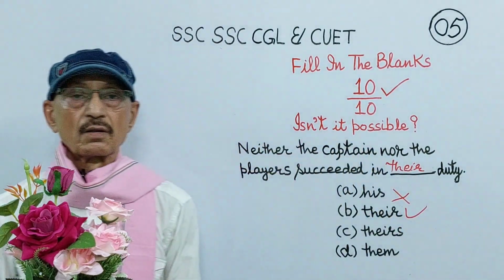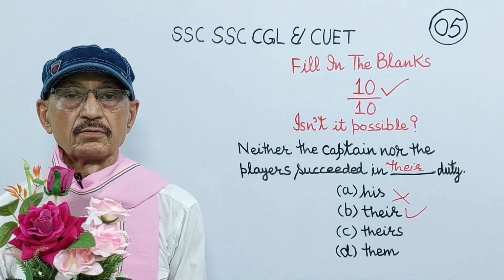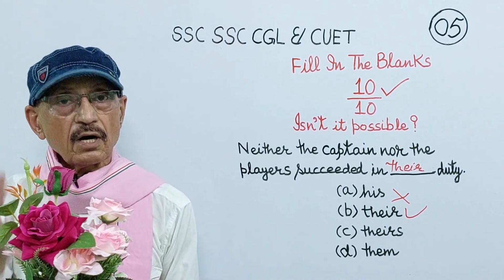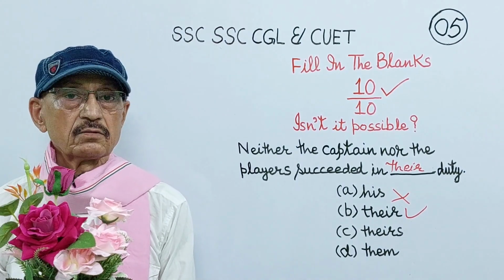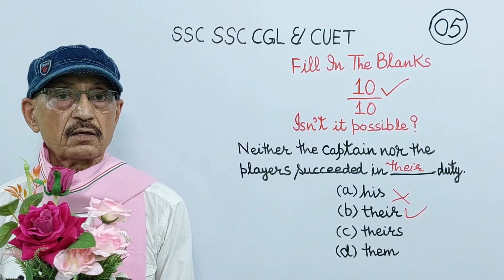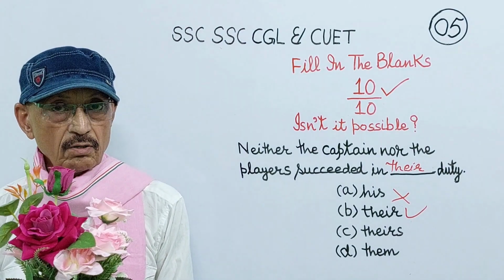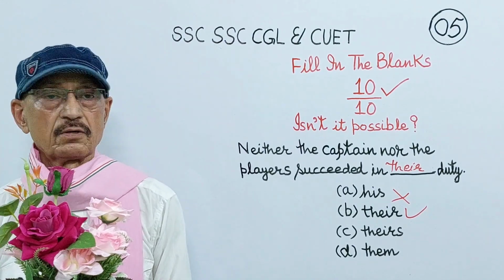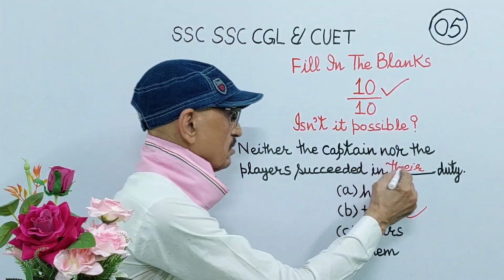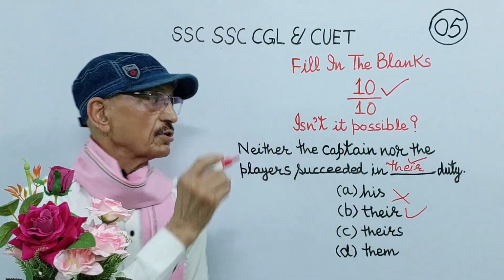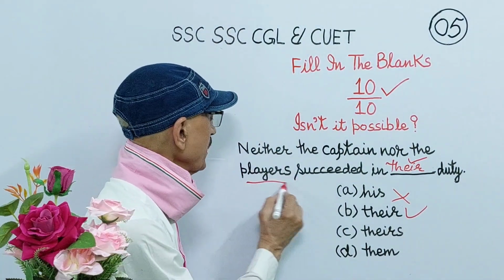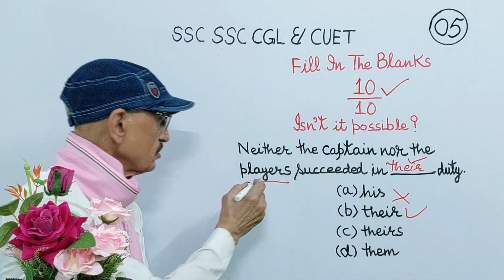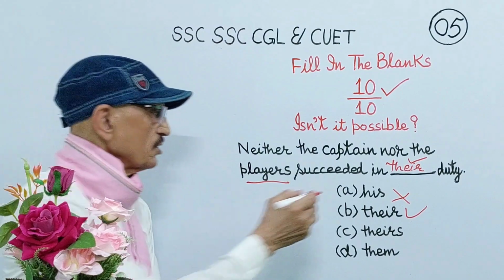There. Now I tell you the rule. When a singular noun and a plural noun are joined by a conjunction or nor, the pronoun must be plural. So we will take that. This is plural in nature. You will take the pronoun according to the noun nearest to it. According to this noun, you will take this pronoun.